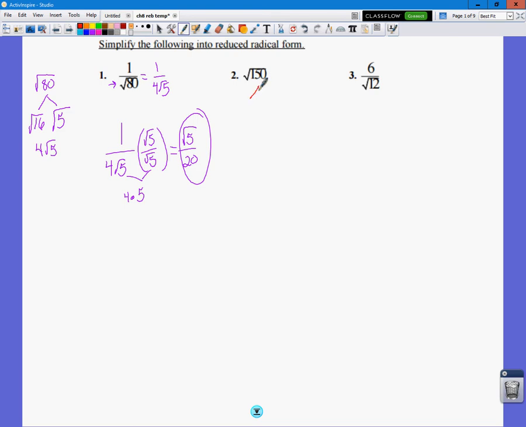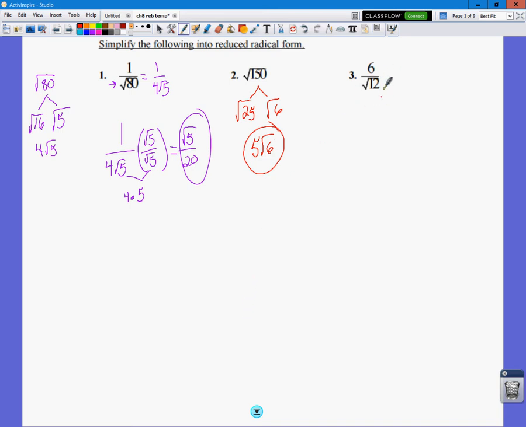The next problem is not in fraction form, so I'm just simplifying, and I look for something I can take the square root of. I can take the square root of 25. It goes into it 6 times. The square root of 25 is 5, so in simplified radical form, this becomes 5 square roots of 6.